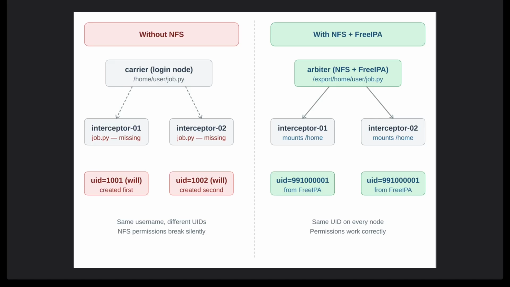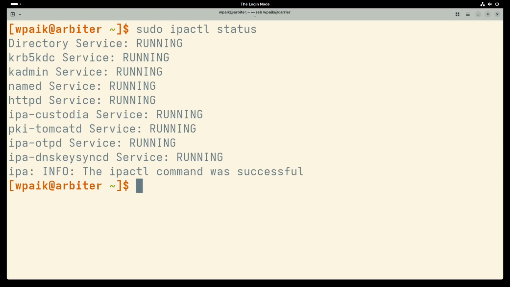FreeIPA does exactly that. FreeIPA bundles LDAP for the user directory, Kerberos for authentication, and its own DNS and certificate authority. It runs on Arbiter and was installed using the FreeIPA setup YAML playbook. Let me check the current status. ipactl status shows all FreeIPA services running. You can see directory service, kadmin, named, httpd, and all in running state.